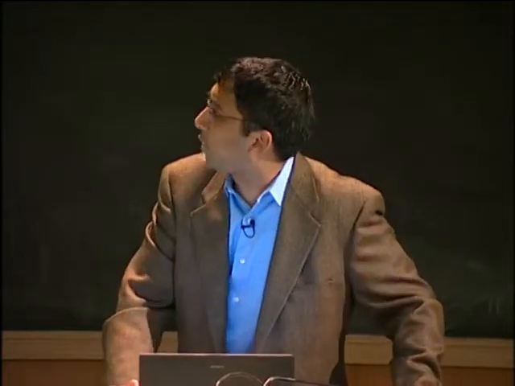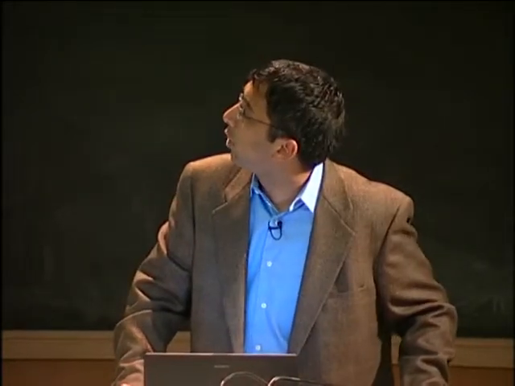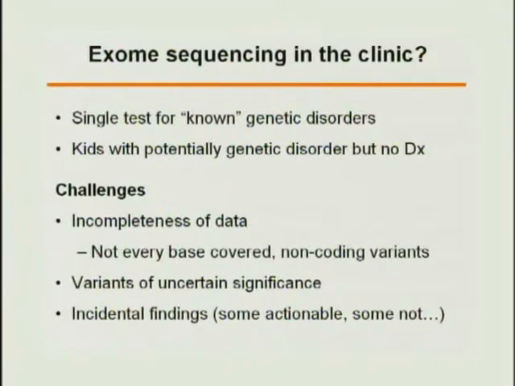So how is this relevant in the clinic, or is this relevant in the clinic? You can imagine that exome sequencing would essentially constitute a single test for known genetic disorders. So even though you suspected X, you might as well just sequence the whole exome because it's cost effective to do so, and you might be wrong. But perhaps more importantly, for kids with potential genetic disorders but no definitive diagnosis, this might be the way to go. So both as a diagnostic and also as a research learning tool, we think there's some potential here.